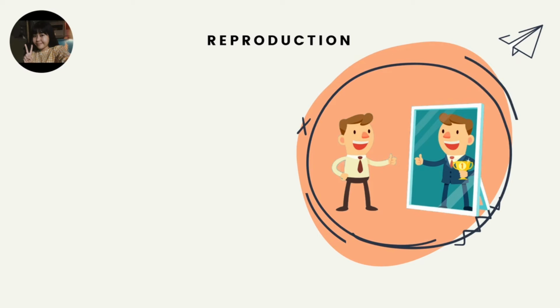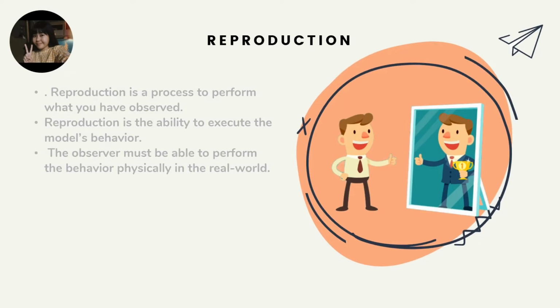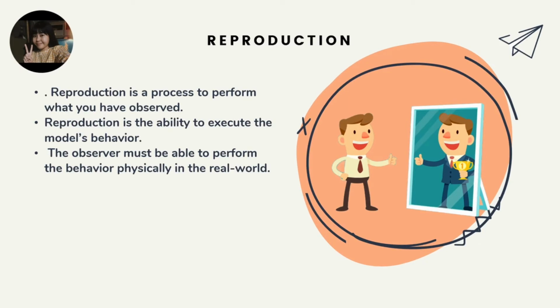Next is reproduction. Reproduction relies on the first two steps, which are attention and retention. After completing these steps, you move towards performing the observable behavior. Reproduction is a process to perform what you have observed. It is the ability to execute the model's behavior. The observer must be able to perform the behavior physically in the real world.